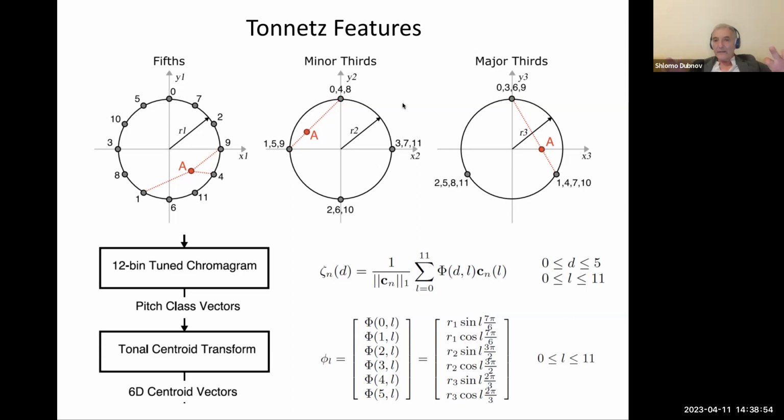some important factors that now we want to emphasize, or use them to summarize even further the idea of chromagram. Okay, so what is the idea of Tonnetz? Tonnetz basically takes the 12-bin chromagram, okay? And now it maps them to these three circles.